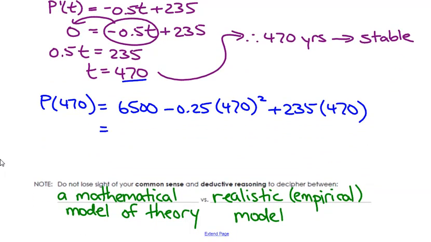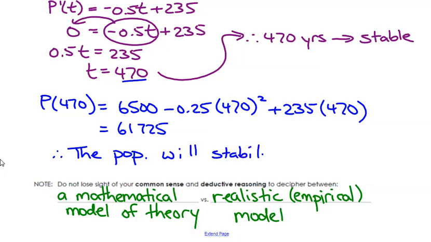Okay, which equals about 61,725. And again, a nice therefore statement. Therefore, theoretically, the population will stabilize at 61,725 people in 470 years.